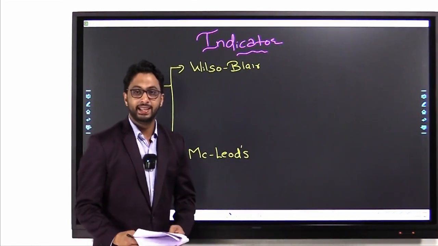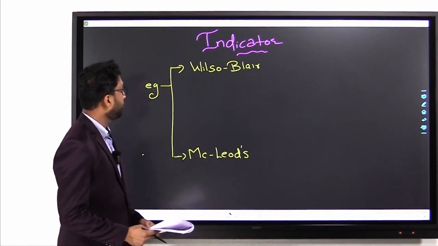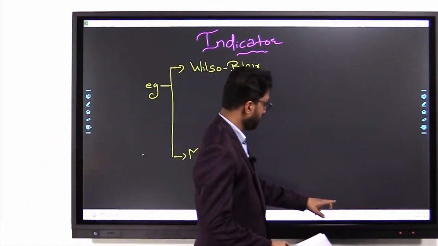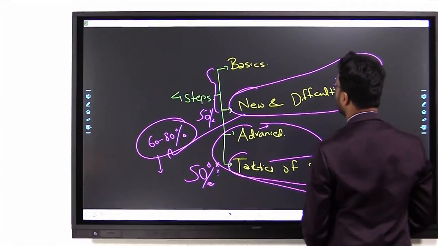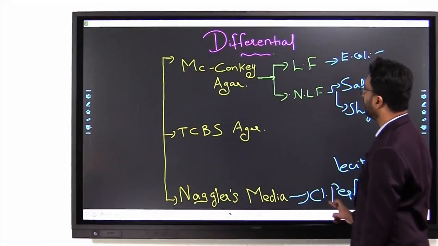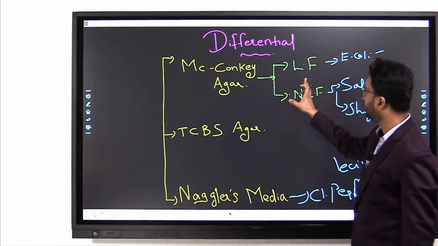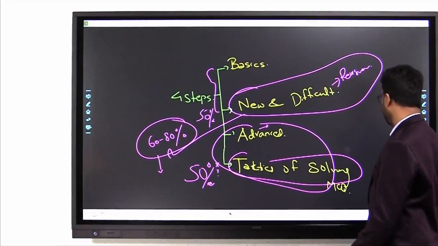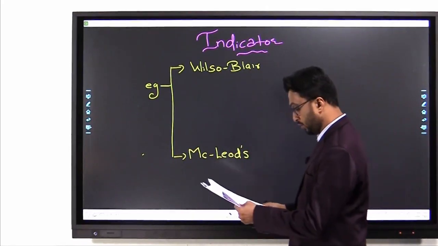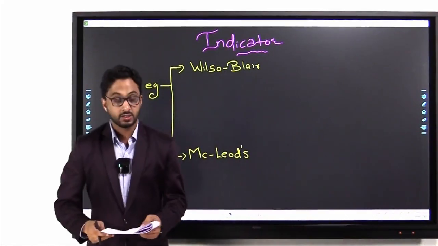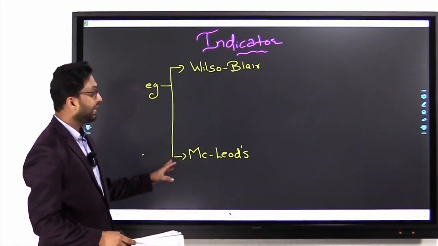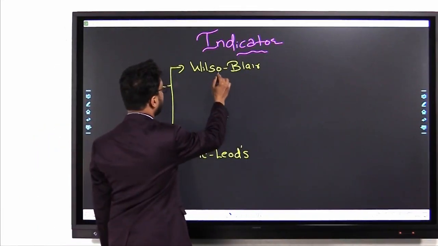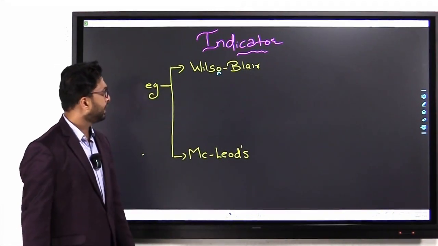Now the next is indicator media. One is Wilson and Blair media, the others, yes, the one which I just told you. It's a part of differential as well as indicator. Okay, MacConkey is an indicator media which changes color. TCBS is also an indicator media. But besides that, two medias which you should be knowing are Wilson-Blair media and McLeod's media.